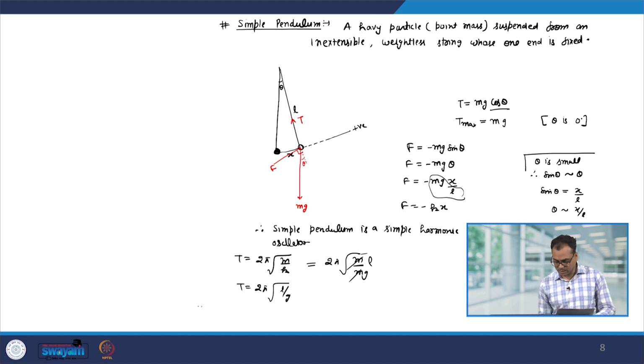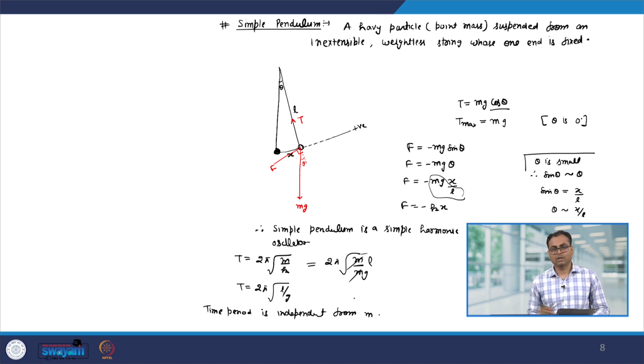So, the time period is independent of the mass of the particle. With this, let me stop here.